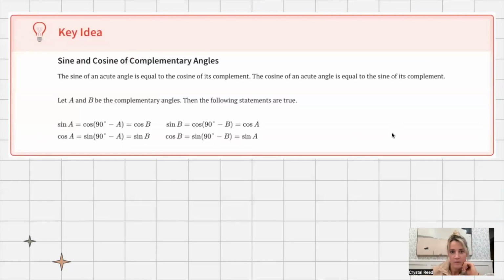We will also do a little bit of complementary angles. Just a reminder, complementary angles are two angles that add up to 90 degrees. If you want to take a little screenshot of this one, it's a reminder that the sine of an angle is going to equal the cosine of its complement. So if you're doing the sine of angle A, it's going to equal the cosine of angle B, the complement of that.